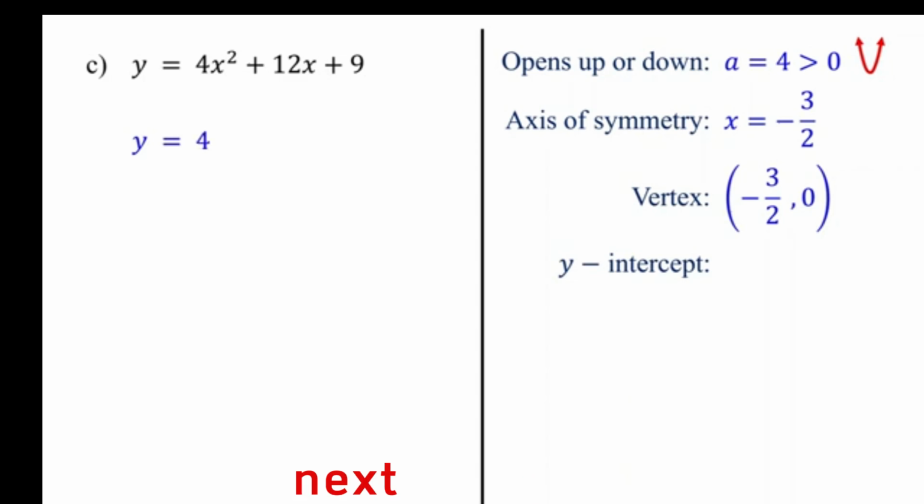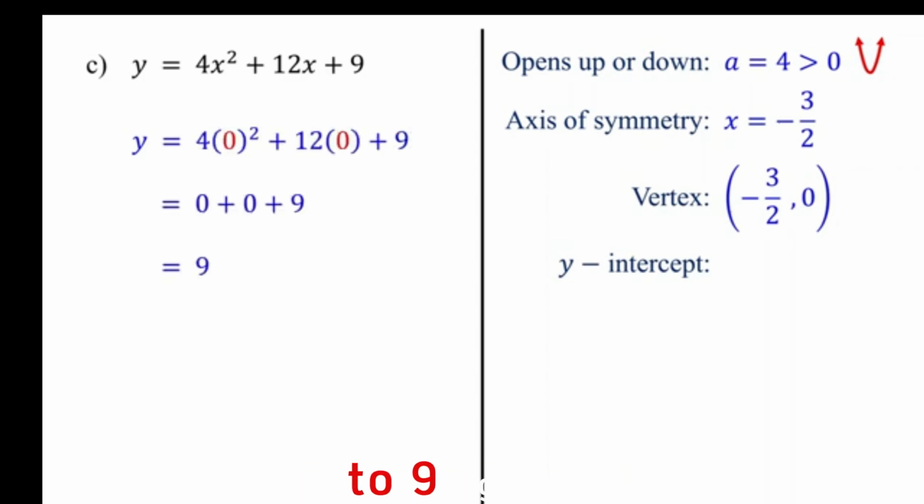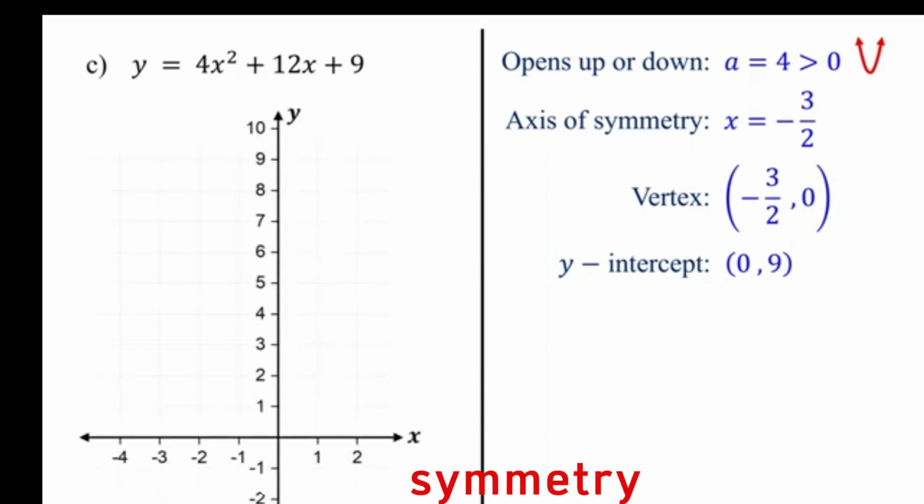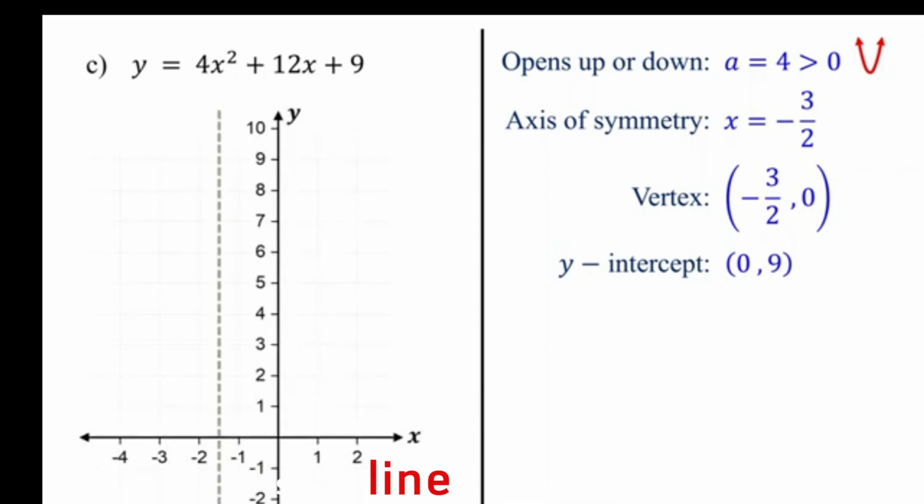Next, find the y-intercept by setting x to 0. This simplifies to 9, right? Therefore, the y-intercept is the point (0, 9). Now plot these points on the graph. The axis of symmetry is the line x equals -3/2, which is the same as -1.5. The vertex is the point (-3/2, 0). The y-intercept is the point (0, 9).